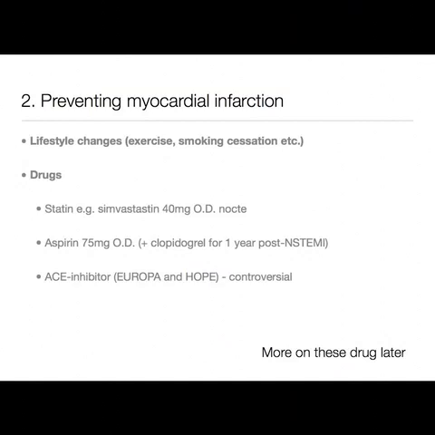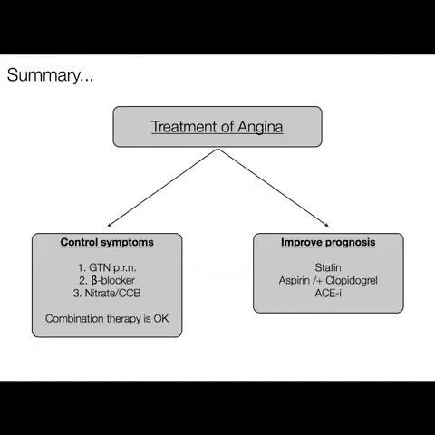So, in summary, the treatment of angina involves controlling symptoms and improving prognosis. The first-line treatment for symptomatic control is GTN spray, but also may include beta blockers, long-acting nitrates, and calcium channel blockers, either in isolation or in combination. To improve prognosis, patients are usually prescribed low-dose aspirin, a statin, and sometimes an ACE inhibitor.